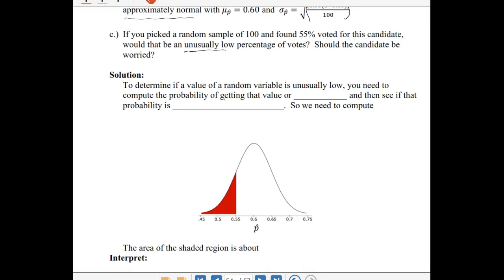So to determine if a value of a random variable is unusually low, we need to compute the probability of getting that value or smaller. And then we're going to see if that probability is less than or equal to 0.05. So again, for an event to be unusual, we need the probability to be less than or equal to 0.05. We're checking to see if the random variable is unusually low, so we're checking the probability of getting a value of that random variable in the lower tail.